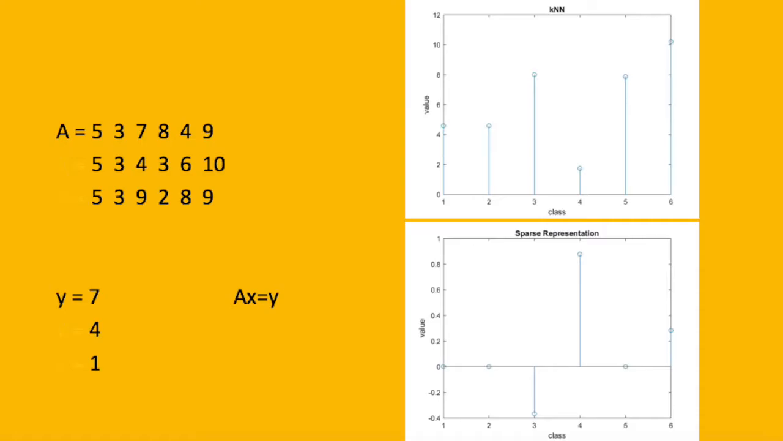The bottom method, sparse representation, solves the equation AX equal to Y using the CVX toolbox in MATLAB and taking the L1 minimization of X. The X coefficient is then plotted, and it is seen that the highest coefficient corresponds to subject 4. The classifier then selects subject 4 as the correct subject.